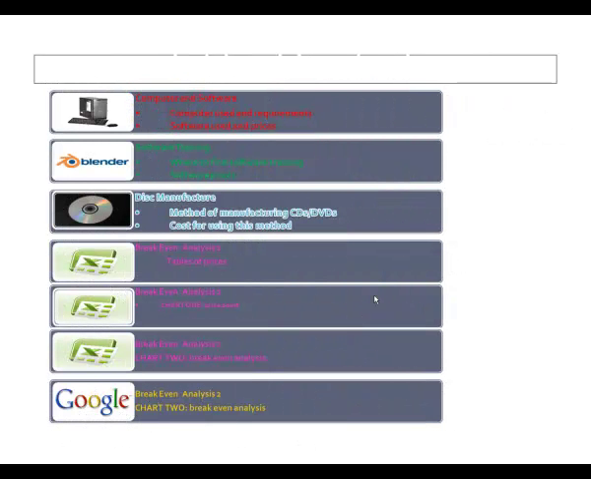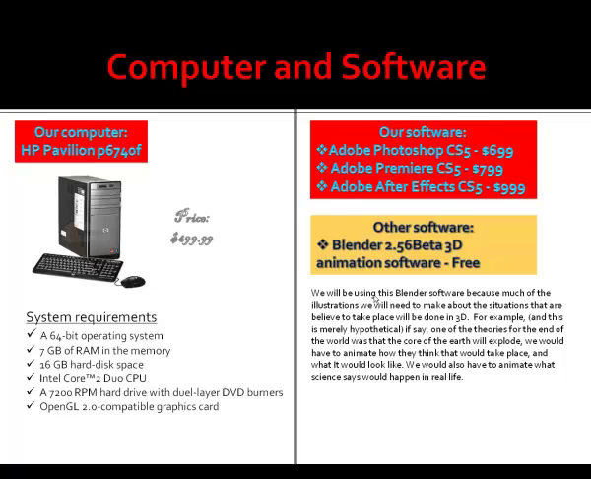Actually, this is a table of contents, kind of an excuse to use SmartArt, but never mind. Computer, software training, disc manufacture, and break-even analysis. So science and then financial, basically two sides of this presentation. So moving on. Computer and software.